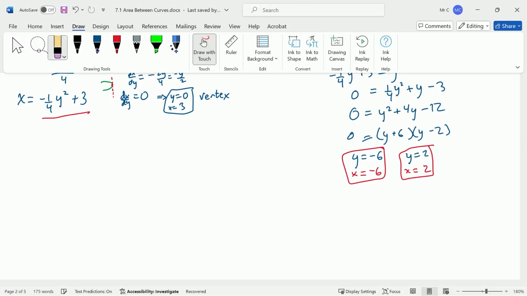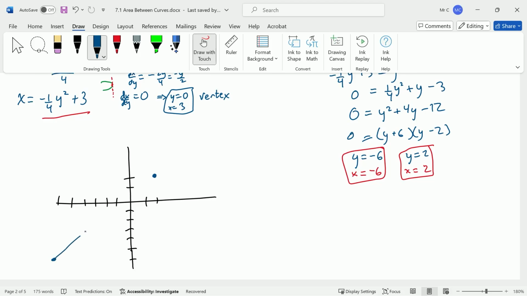Got to actually adjust the scale of that a little bit. Hold on. There we go. Okay, so we've got our two intersection points at 2, 2, and negative 6, negative 6. And the line just has to pass straight between those two things. It should also pass through 0, so my graph is a little bit askew. Let's see if I can make that a little better.